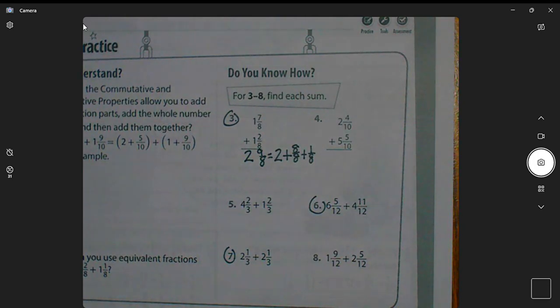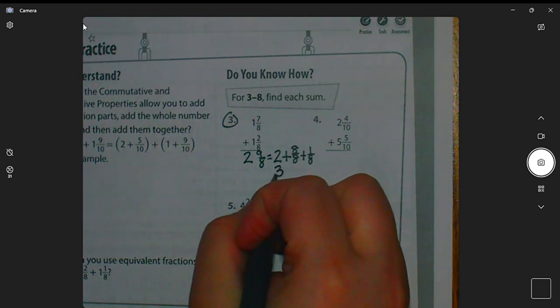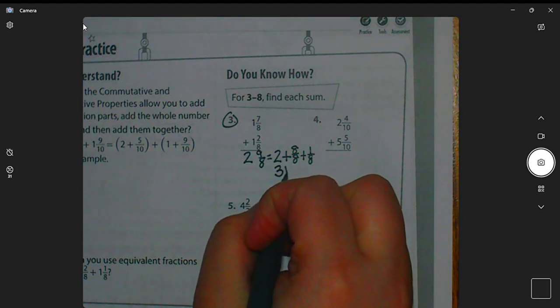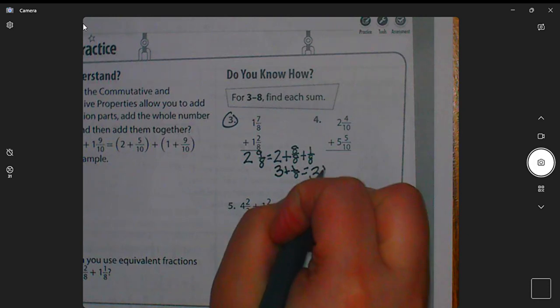So 2 plus a whole gives me how much? Yeah, it's 3. And then I have 1/8 left over, so 3 and 1/8.